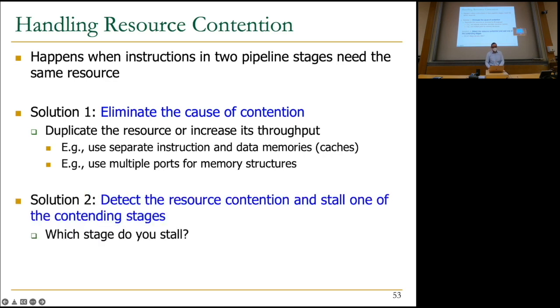And the second thing you can do is detect the resource contention. Say, okay, I don't have money, or I cannot increase my cost to do the first one, so I'm going to live with a single memory. If you do that, you need to detect the resource contention and stall one of the contending stages. Meaning, you say, okay, this instruction should use the resource now, and this instruction should use the resource in the next cycle. And in the meantime, the pipeline should stall the instruction that is not going to get the resource; it should not move on in the pipeline.